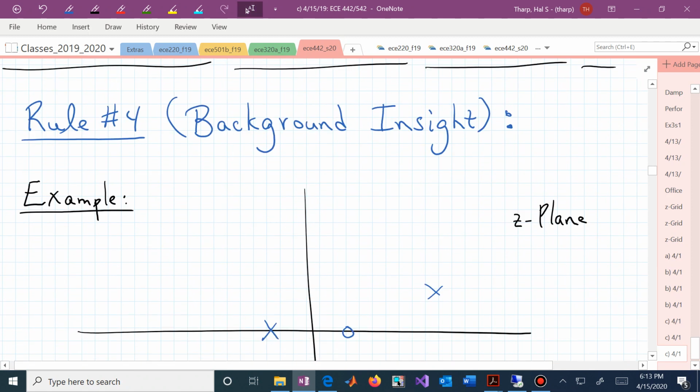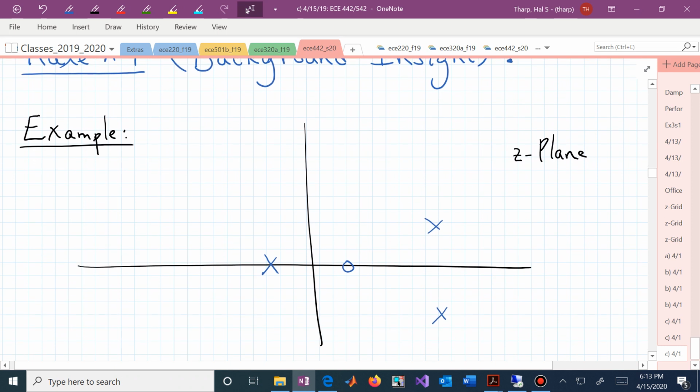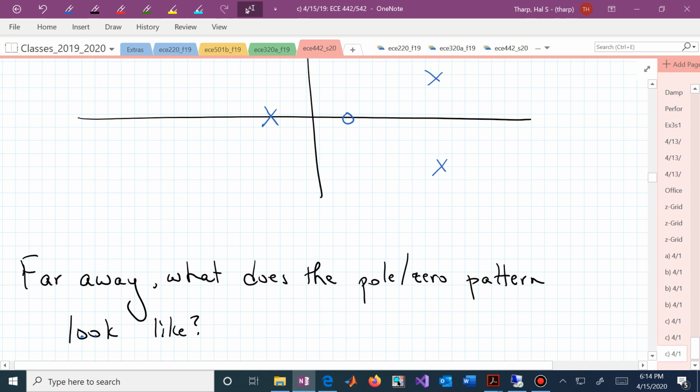Let's talk a little bit more about the background behind rule number 4. Suppose now somebody gives you this pole-zero pattern, and we want to know, why can we claim that rule number 4 is a valid rule? Well, suppose we are a far distance from this configuration of the pole-zero pattern. What does this pattern look like if we are a long way away? And that's what's happening if we are at an infinite 0. We're a far distance from that pole-zero pattern.